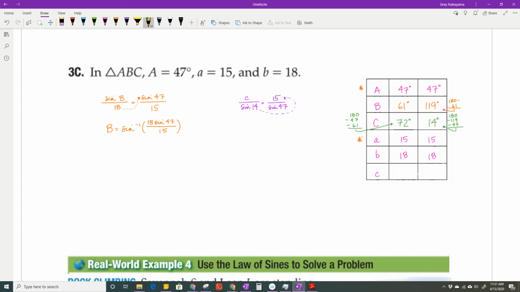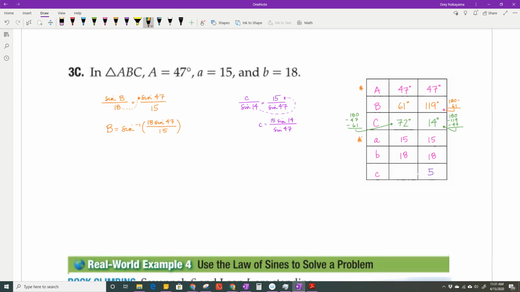Tricked you. Sorry. So sine of c over 14 equals 15 over the sine of 47. And when you put that in your calculator, you will get that the measure of c rounded to the nearest tenth is not 6. This is why I had to re-record the whole thing, y'all. Okay? Because it's not 6, it actually is 5. Okay, so hope you're laughing.